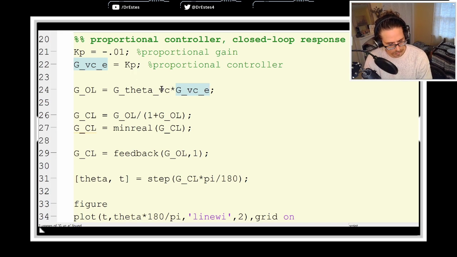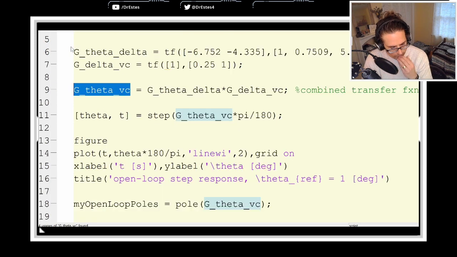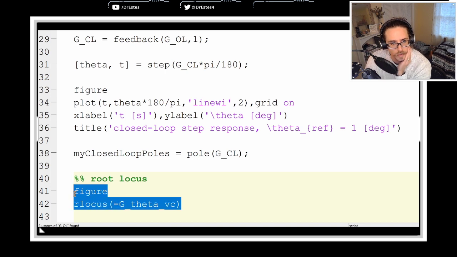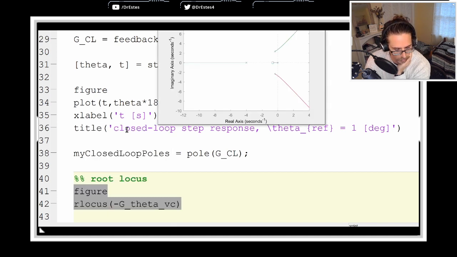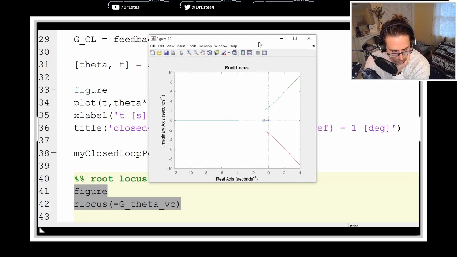No, I need to do this. I need this transfer function. Okay, we won't spend too much more time on this. I think I have to put the negative of this. Let's try this. Oh. Okay, let's do a little optimization here.